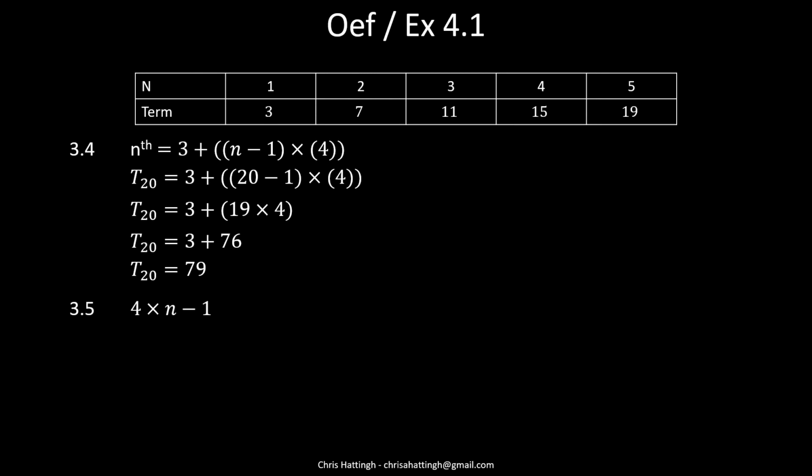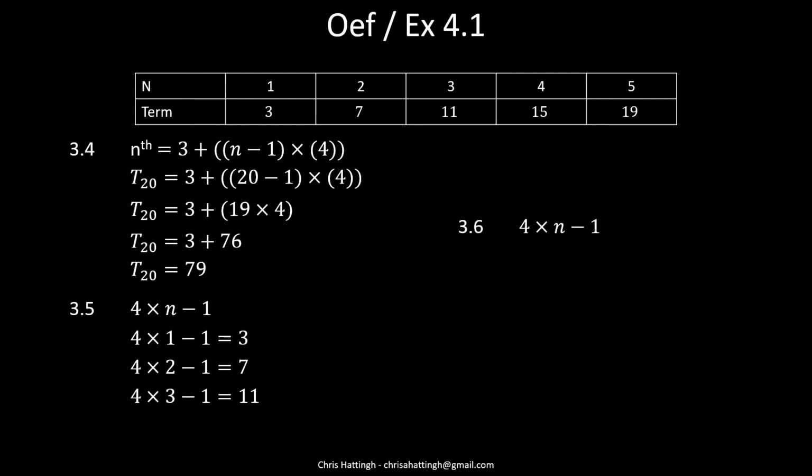Number 5, someone tells you that the rule 4 times n minus 1 will also work. Test and see if it's correct. Now you take any term in your table and substitute it in the n and see if you get the same value. So if you take the first one, 4 times 1 gives you 4, minus 1 gives you 3. If you take the second one, 4 times 2 gives you 8, minus 1 gives you 7. You'll see the answers are the same as in the table, so you are happy that they are the same.